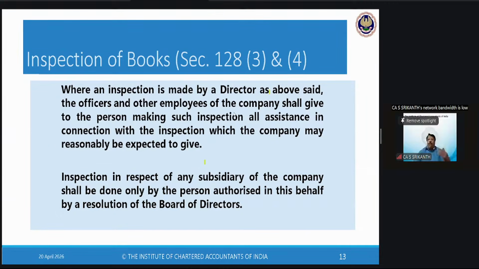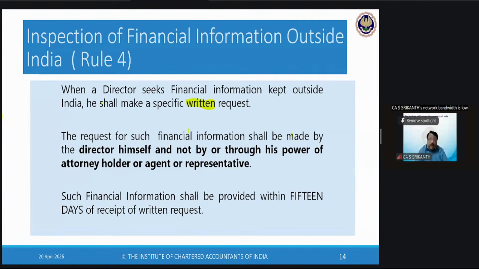The director may not be qualified to do this. So he can do it through any person, his power of attorney or agent or representative also. But when he is seeking financial information kept outside India, he shall make a specific written request. Ladies and gentlemen should note the word written. Not orally or by telephone. There should be a formal written request. This is with respect to information kept outside India. Other information, local information, he can just come and ask.